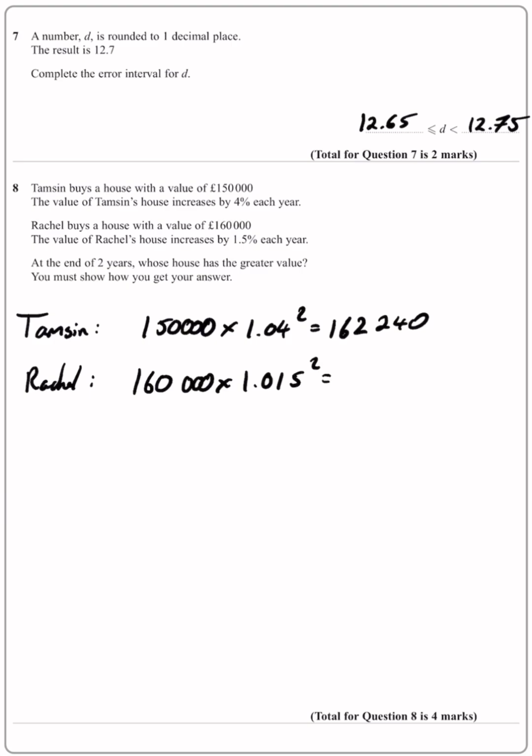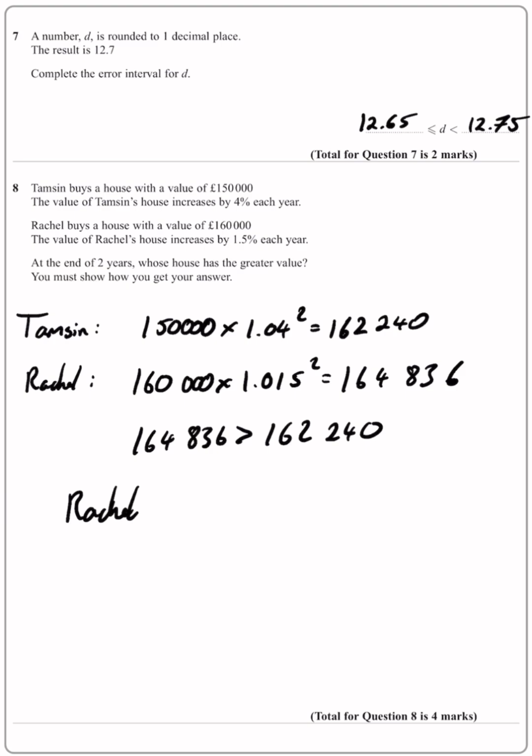And that comes out as 164,836. So we'll compare those two numbers and decide that 164,836 is larger than 162,240. And therefore we can conclude that Rachel's house has the greater value.